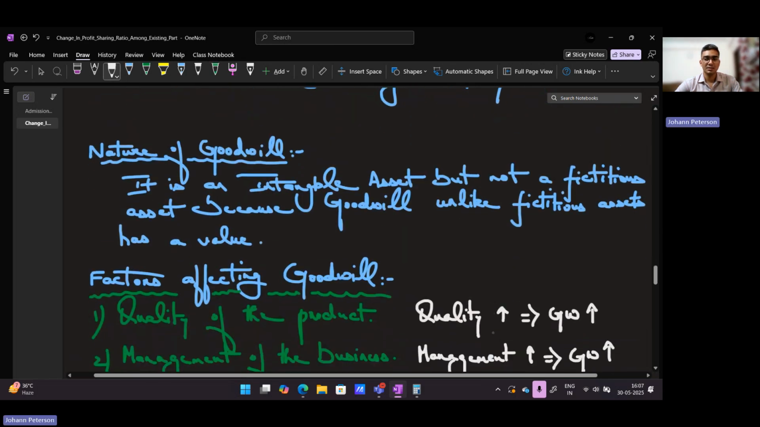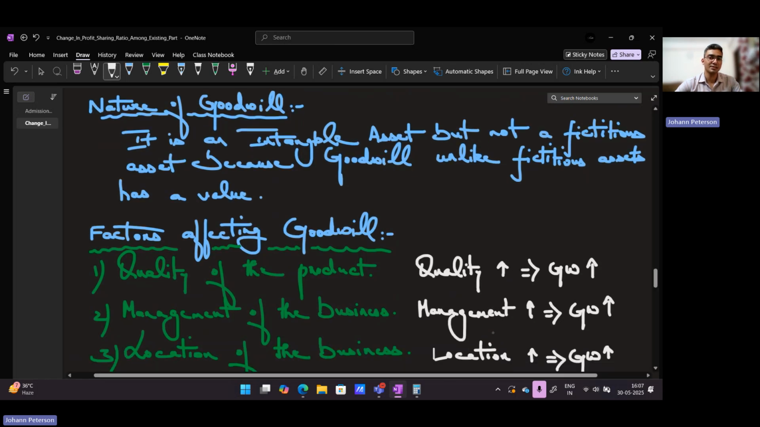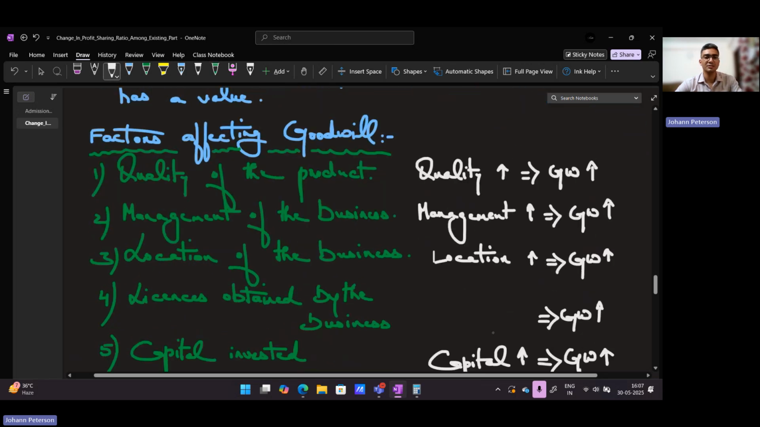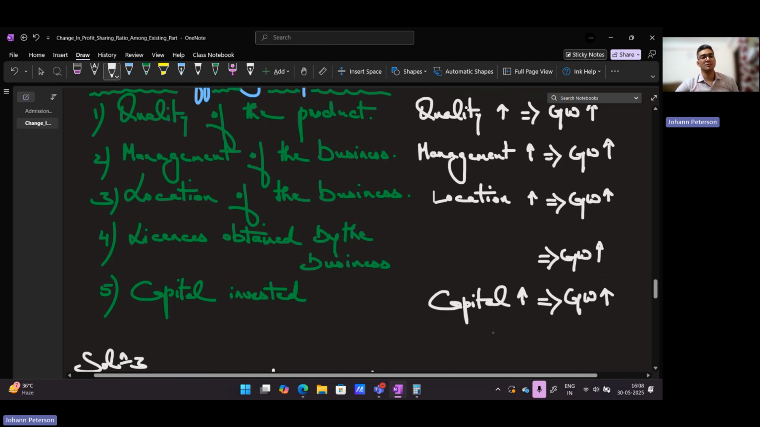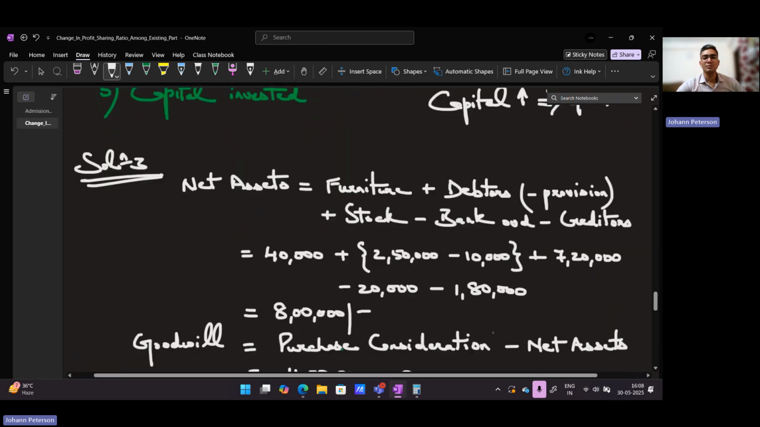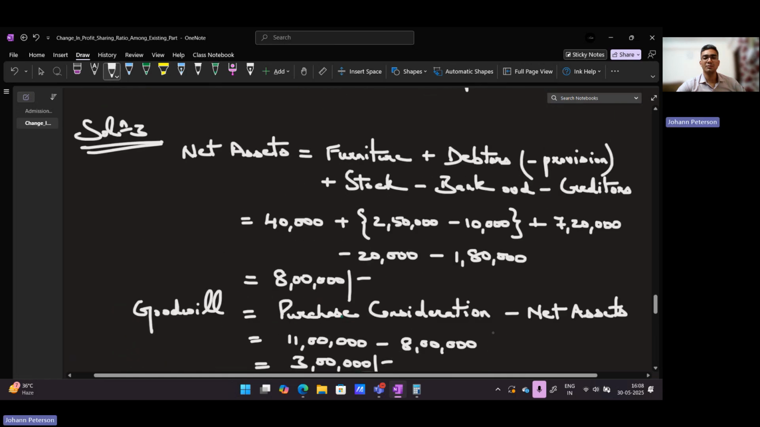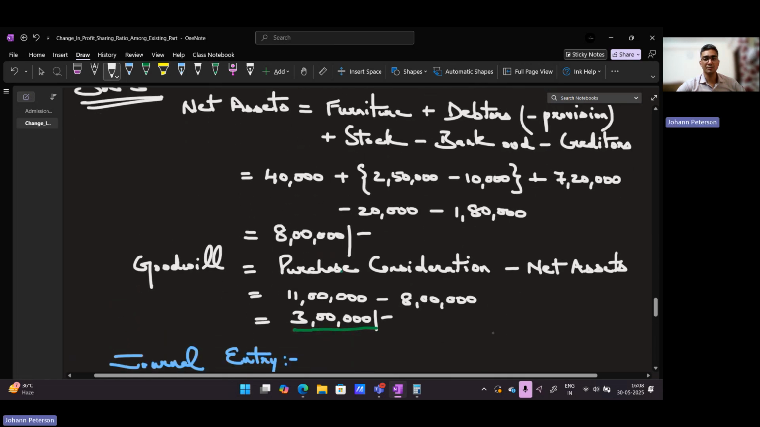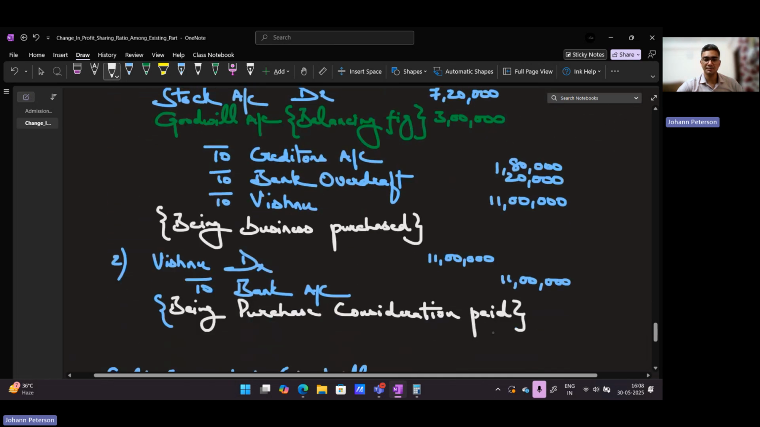We saw the nature of goodwill. We said it is an intangible asset, although it is not a fictitious asset because goodwill has a value of its own, unlike fictitious assets, which are imaginary. And we saw factors affecting goodwill. We saw the quality, the management, the location of the business, licenses, or capital, which is already there with the business, affect the value of goodwill. We solved a question in order to find out how we get our goodwill which is recorded in our books, which is called purchase goodwill. We wrote down the journal entries for them.